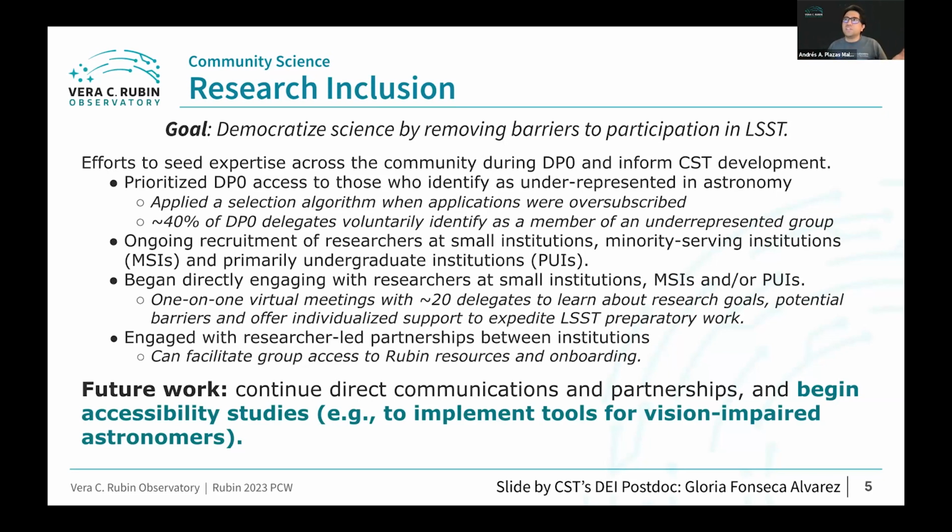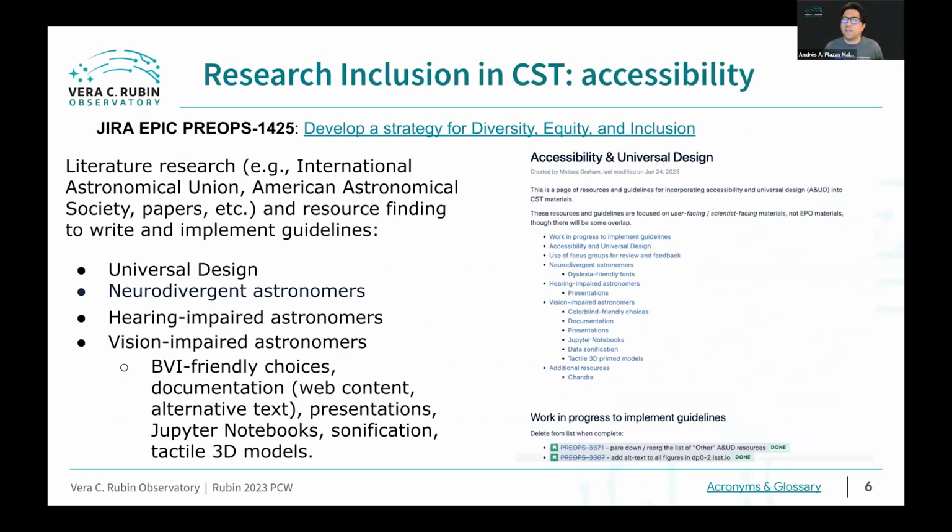Within research inclusion, and this is a slide that I stole from Gloria, we want to remove barriers to participation in LSST. There have been efforts to give, for example, prioritized access to the data previews to those who identified as underrepresented in astronomy. There are many efforts on recruitment of researchers at small institutions and minority institutions. Gloria has done a lot of these efforts, and she can tell you more about that. Within these efforts, we also wanted to start more activities to increase accessibility to Rubin data, to LSST data. So this is where our work comes in.